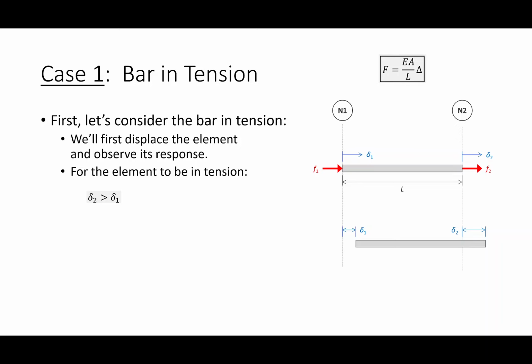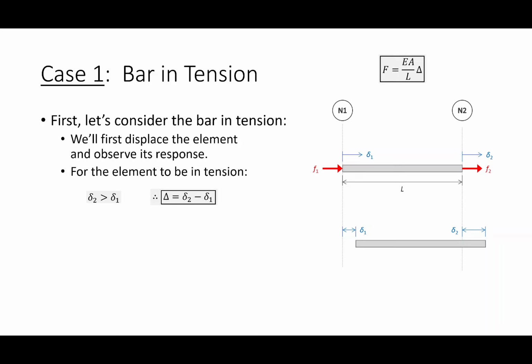So if the bar was in compression, it'd be the inverse, the flip side. What if delta 1 was equal to delta 2? What would that mean? The bar is just moving, and the force inside the bar would be 0. Does that make sense? Everybody okay with that? So this is if delta 2 is bigger than delta 1.